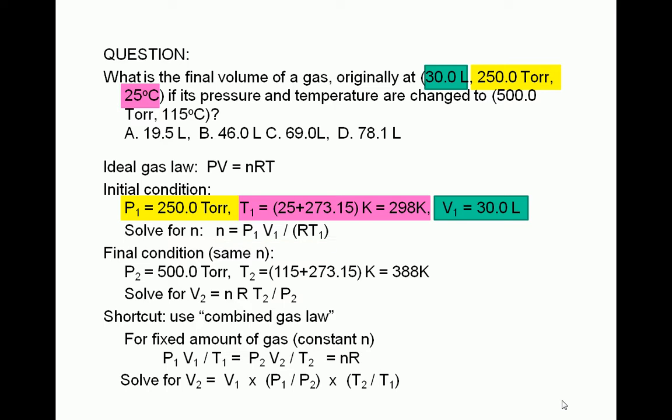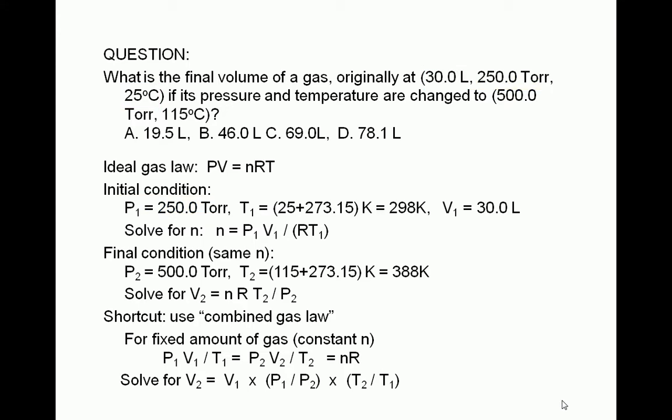After the change has occurred, we assume we have the same number of moles of gas, unless we are given information to the contrary. The problem gives us the final pressure and temperature, and we're being asked for the final volume. The final pressure, P2, is 500.0 torr. The final temperature, T2, is 115 degrees Celsius, or 388 Kelvin.